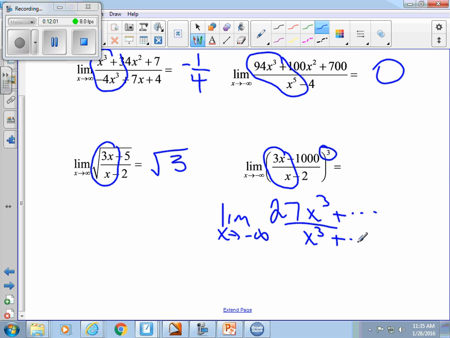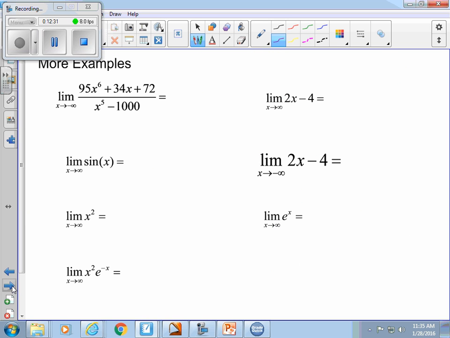Remember, I know there's more stuff out here. I just don't care. And what do I get? 27. Why not negative? Because it doesn't matter. Because negative goes to negative. Right, a negative divided by a negative gives us a positive. So, just 27. For the smart kids.